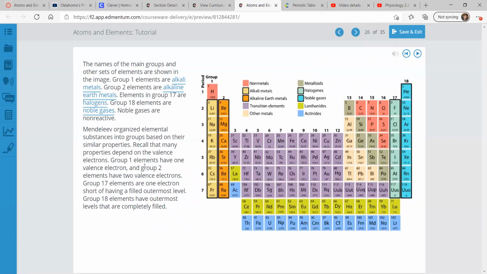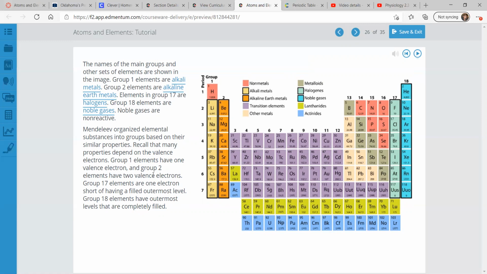Mendeleev organized elemental substances into groups based on their similar properties. Recall that many properties depend on the valence electrons. Group 1 elements have 1 valence electron. Group 2 elements have 2 valence electrons. Group 17 elements are 1 electron short of having a filled outermost level. Group 18 elements have outermost levels that are completely filled.